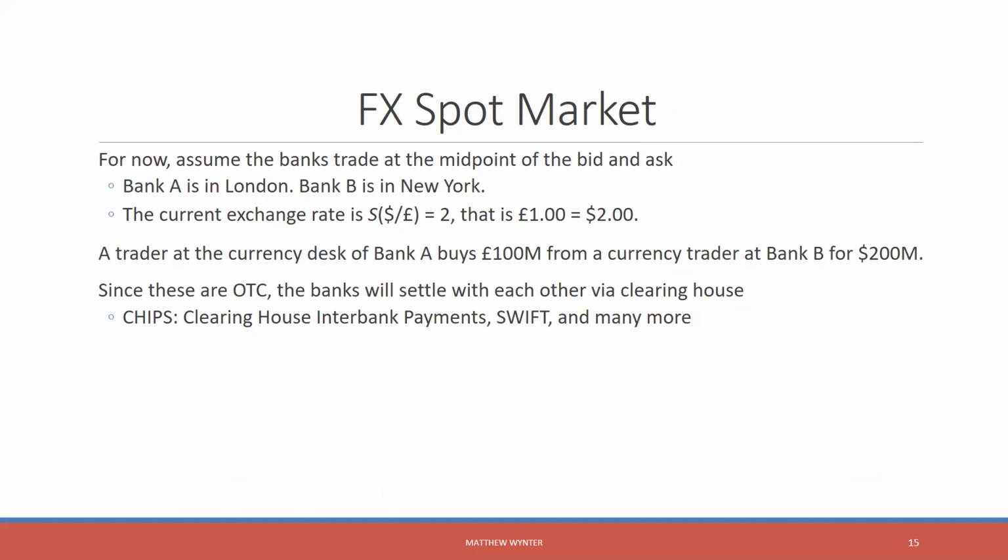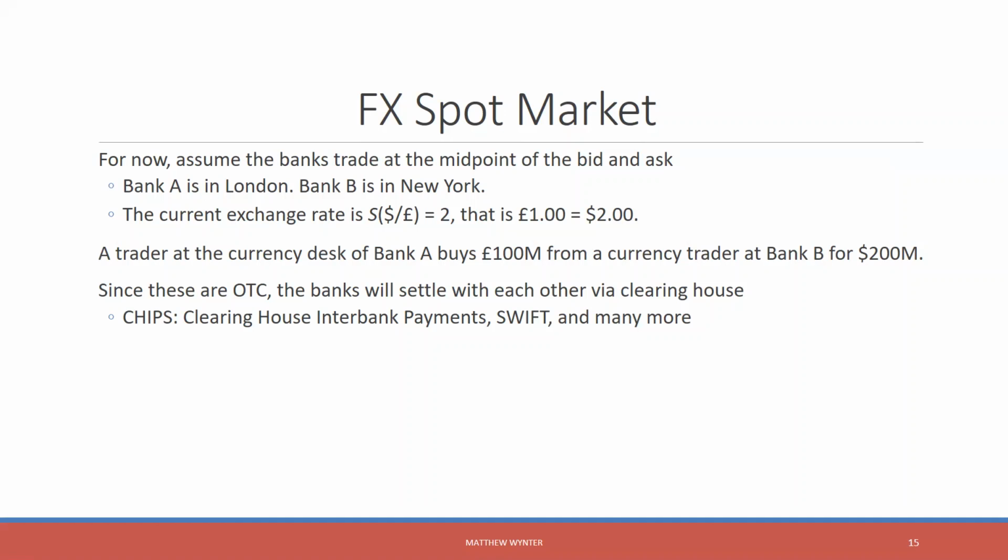So bank A is London and bank B is New York. Okay, the current exchange rate, we said the dollar to pound exchange rate is 2. So 1 pound is going to cost me $2. And a trader at the currency desk of Bank A buys 100 million pounds from a currency trader at Bank B for 200 million dollars. Why are we not saying what these banks are?